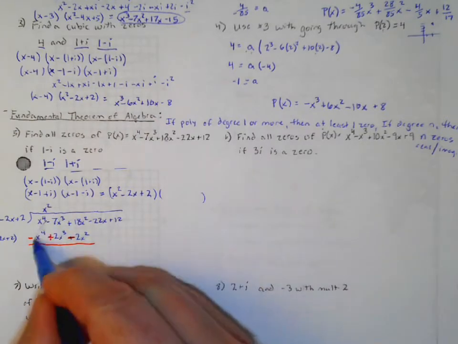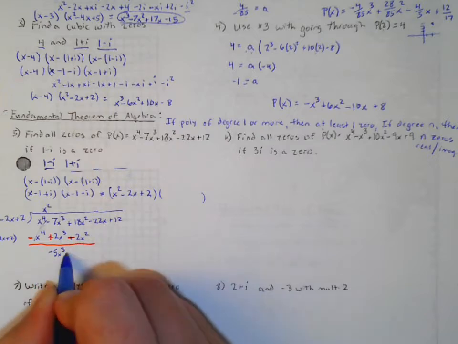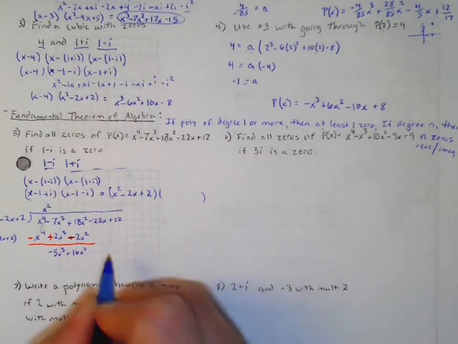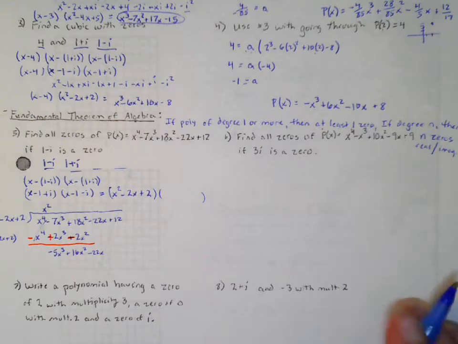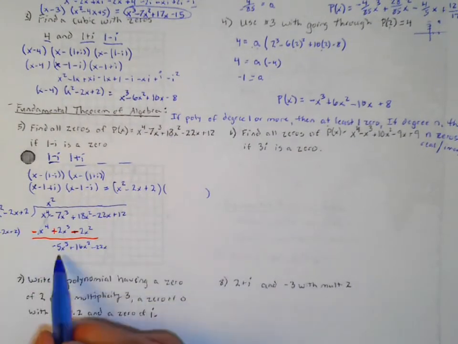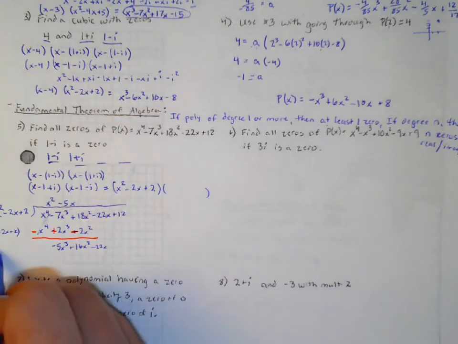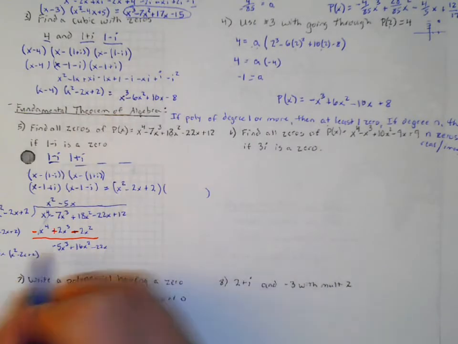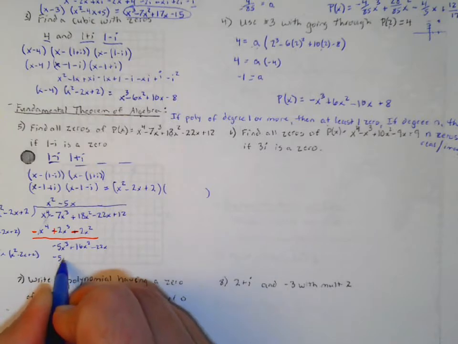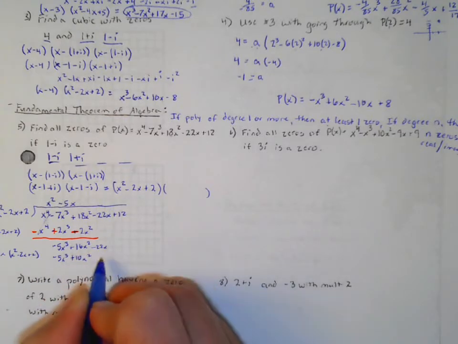So those cancel. That gives us negative 5x to the 3rd and 16x squared. And you could bring down the next term or two if you'd like to. What times x squared is negative 5x to the 3rd? It'd be negative 5x. So that gives us negative 5x to the 3rd plus 10x squared minus 10x.